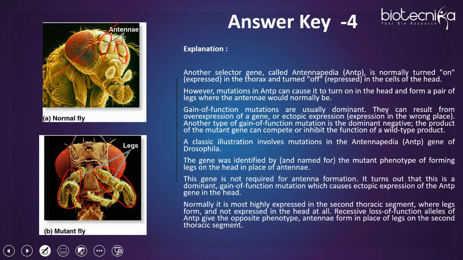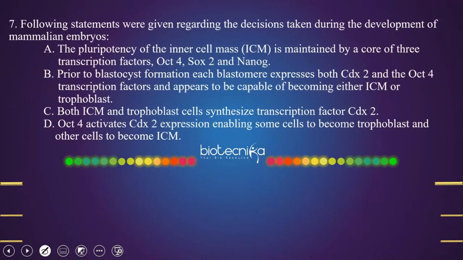So, not going through the explanation again, I have already explained. Normally it is most highly expressed in the second thoracic region, where legs form, and not expressed in the head at all. But a recessive loss of function mutation will give the opposite phenotype. Antenna form in place of legs on the second thoracic segment. Okay. These are only some mutational phenotypes. Correct. Okay, next.